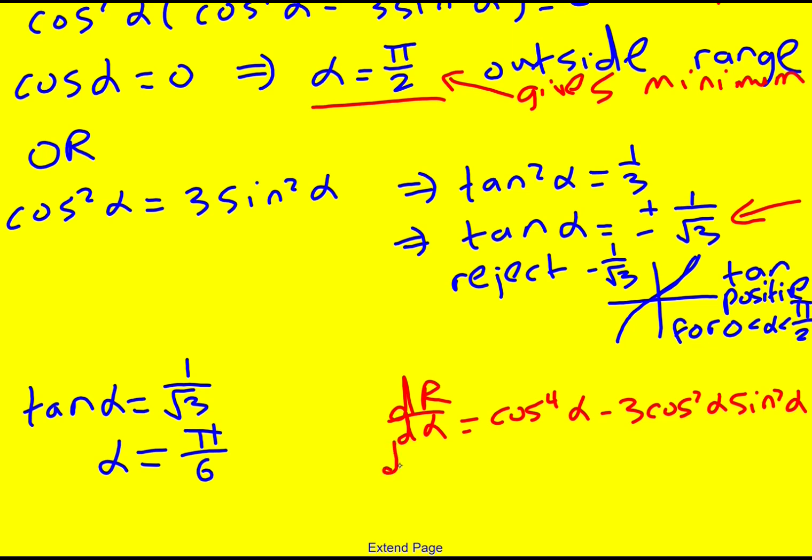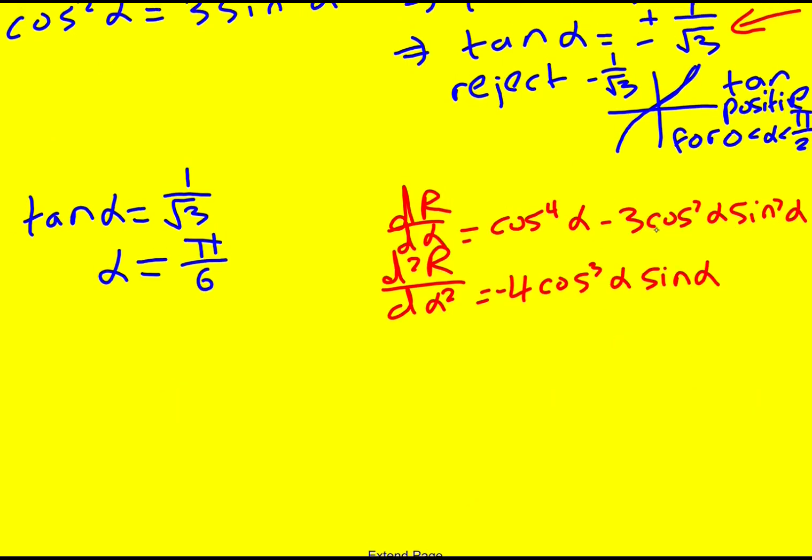Okay, it's not particularly nice, but let's find the second derivative. So 4 cos to the 3 alpha times minus sine alpha. I could write this as 3 over... so cos alpha sine alpha, wait. Sine alpha cos alpha is actually going to equal a half of sine 2 alpha.